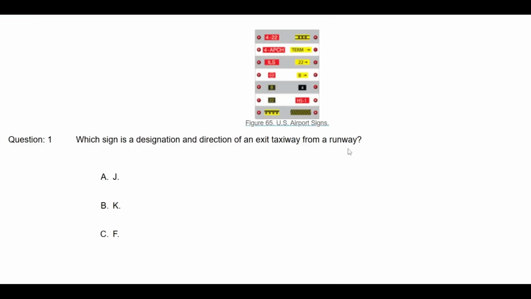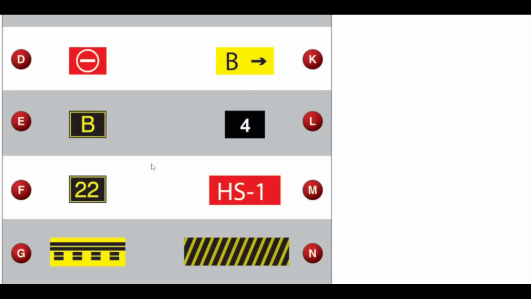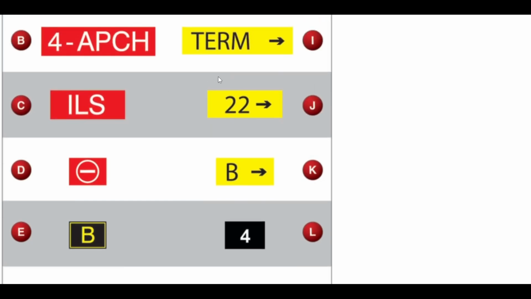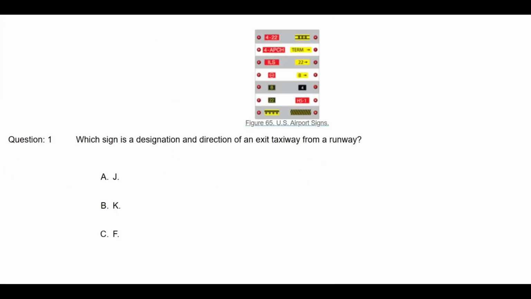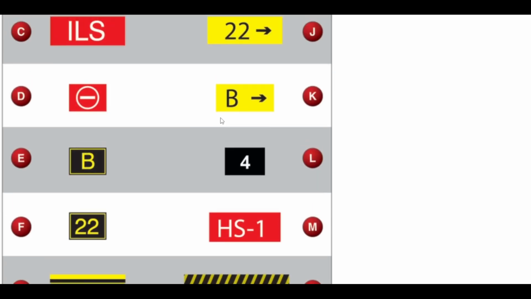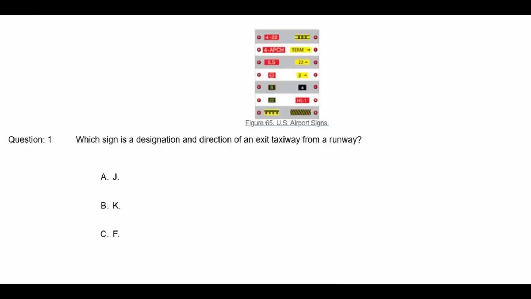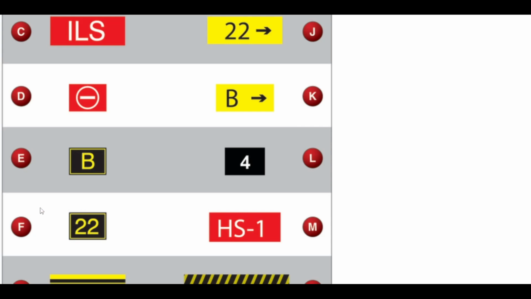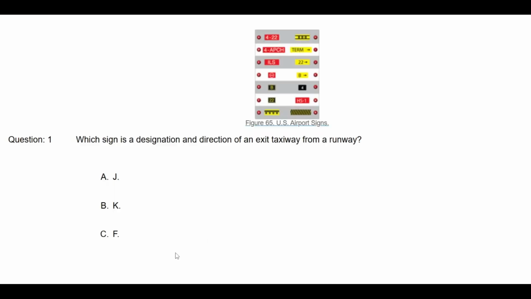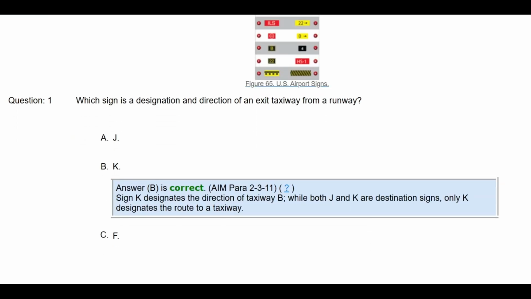So you're exiting the taxiway from a runway. Let's go to J. No, you're exiting a runway towards blank, so it's not J. Let's go to K. Exiting a taxiway towards blank. That's good. F, no, F shows you're on the runway. So the best answer would be B, K.